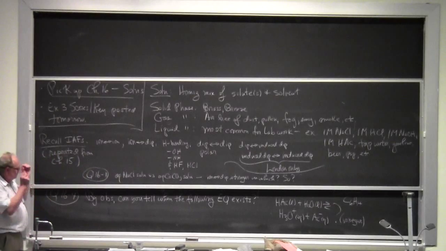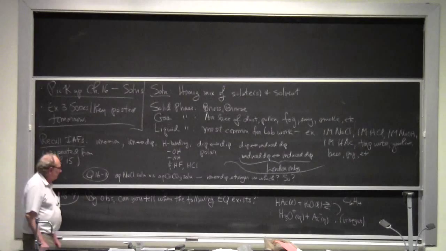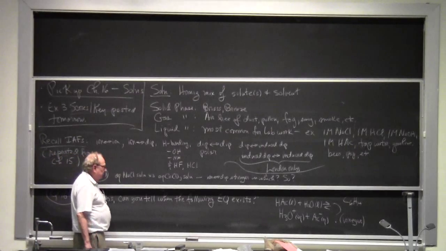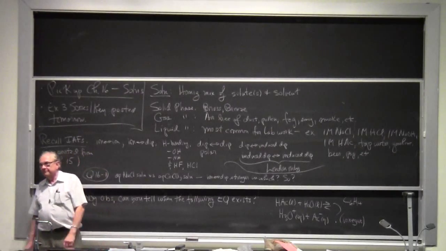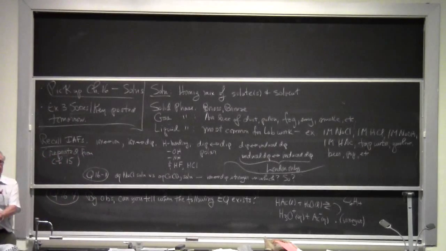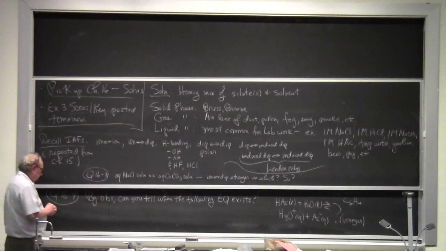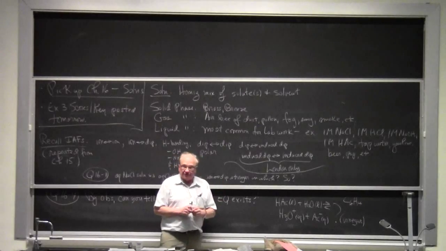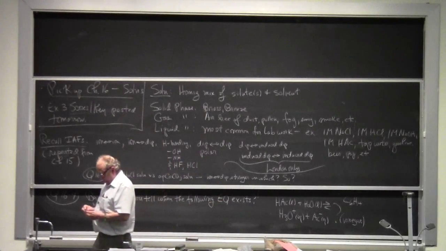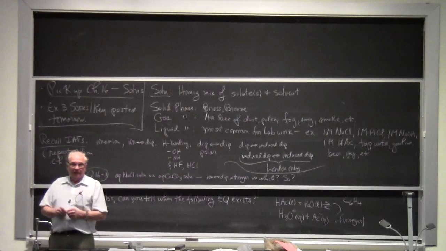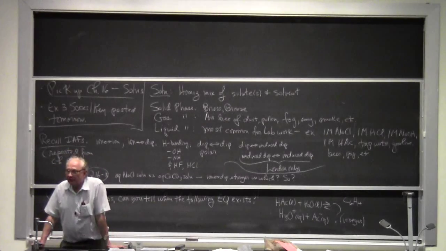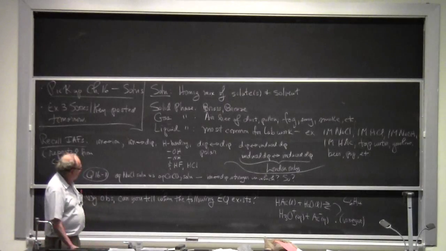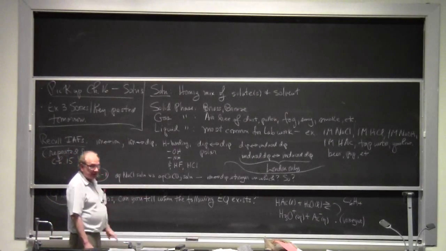So a question. 16.1. Aqueous sodium chloride solution. Aqueous calcium carbonate solution. Two solutions with which you have dealt in lab this term. In which of these solutions do you find the stronger ion-dipole attractions? Calcium carbonate solution, or the sodium chloride solution?